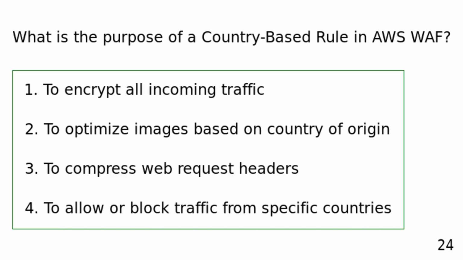What is the purpose of a country-based rule in AWS WAF? To encrypt all incoming traffic. To optimize images based on country of origin. To compress web request headers. To allow or block traffic from specific countries.